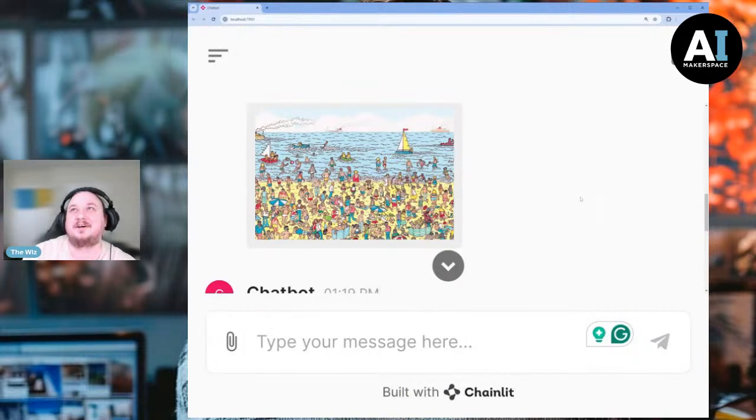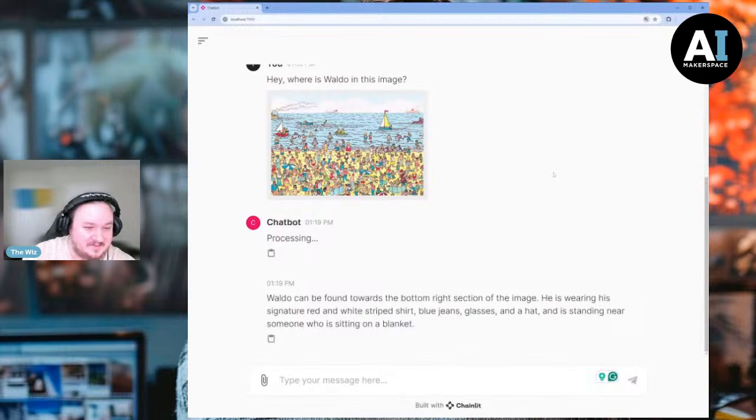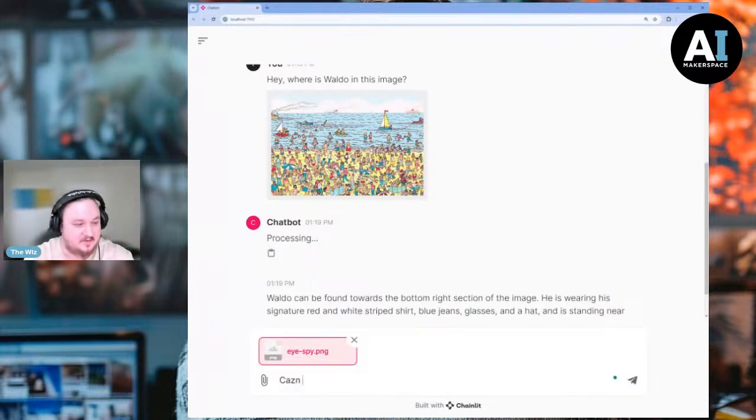So good job, GPT-4o. Sometimes it gets the right answer, which is fantastic. But yeah, he is there. So clearly a little bit hit and miss. Sometimes they're not able to find him. But let's look at something a little bit different, like I Spy. Can you describe this image, right?